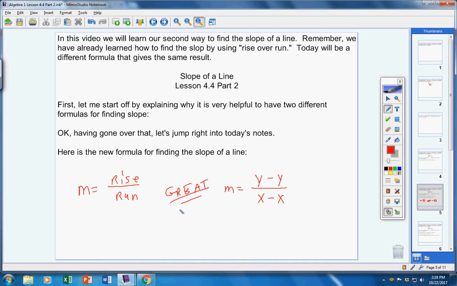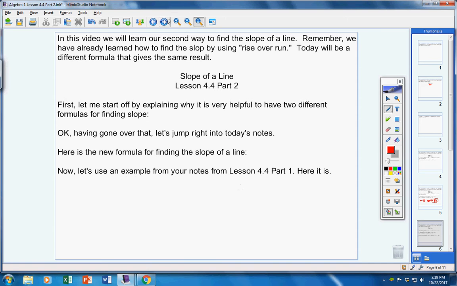They're both great. I would encourage you to use this one when you're given a graphed line like this and you have to find the slope. I would encourage you to use this one when you're given ordered pairs without a picture of the graph. So please copy this in your notes. There's your new slope formula, y minus y over x minus x.